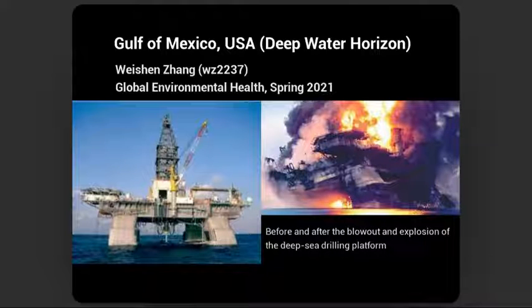Today I'm going to discuss the oil spill in the Gulf of Mexico in 2010. The Deepwater Horizon oil spill is an industrial disaster that began on April 22nd, 2010 during the BP-operated exploration in the Gulf of Mexico. In this slide, we can see pictures of the deep sea drilling platform before and after the explosion, and there were deaths in this explosion.